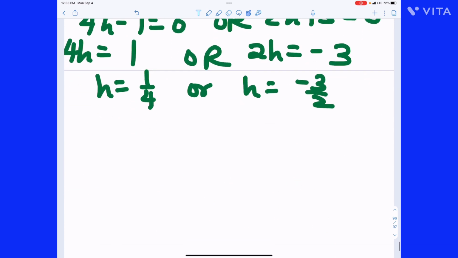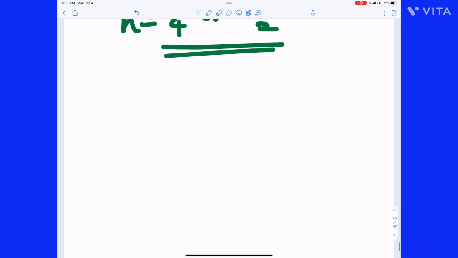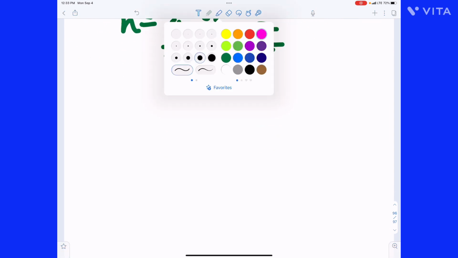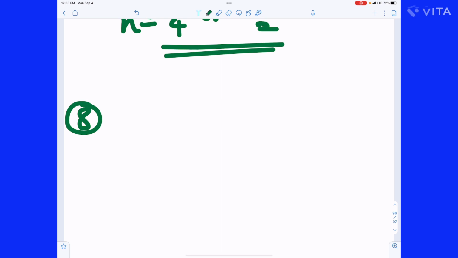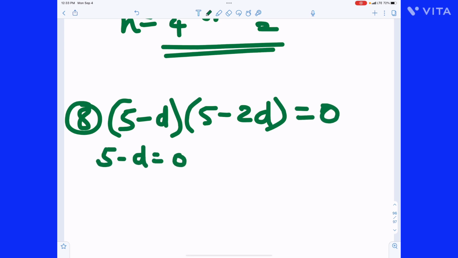Are you getting what I'm doing? Yes. Next question. Number 8. Let's put it together. h is equal to 1 over 4 or minus 3 over 2. Next. 5 minus d, close brackets, 5 minus 2d. Okay. 5 minus d is 0, or 5 minus 2d is 0.